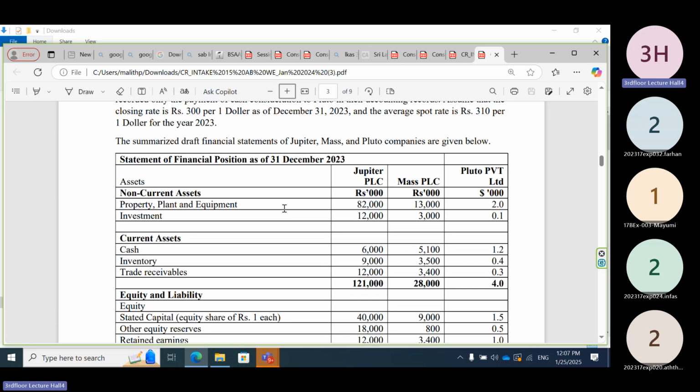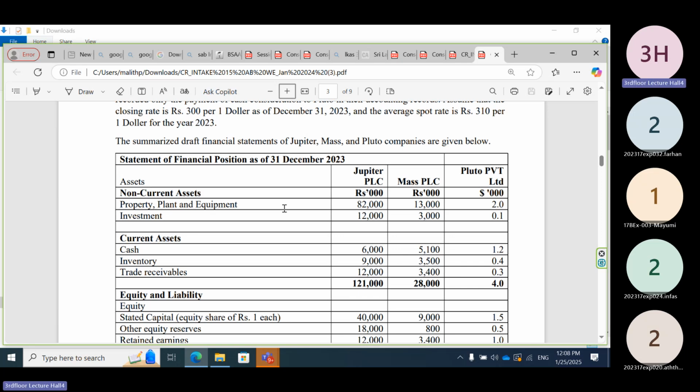What we have to do is, for receivables, we need to add another 500. This entry should be passed: debit here, credit to cash. Cash is 5,100, right?